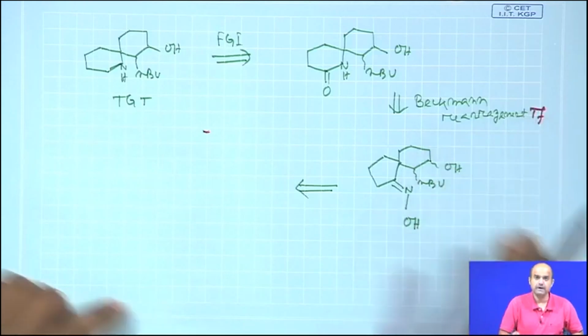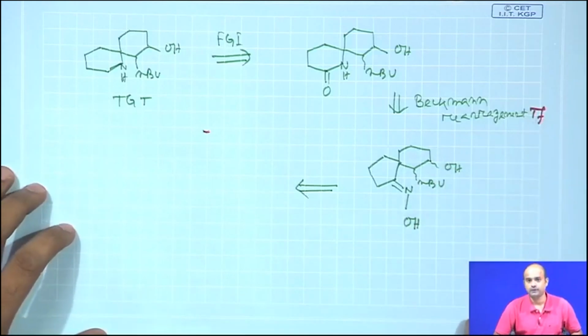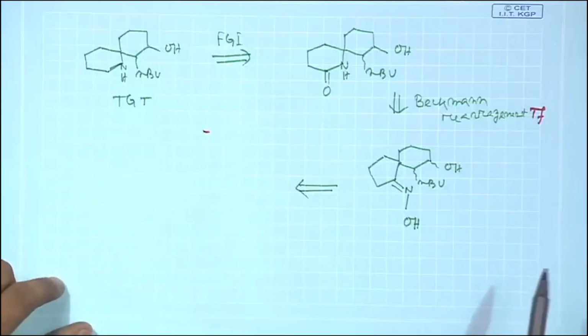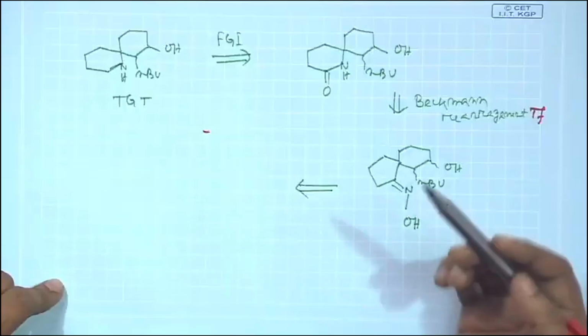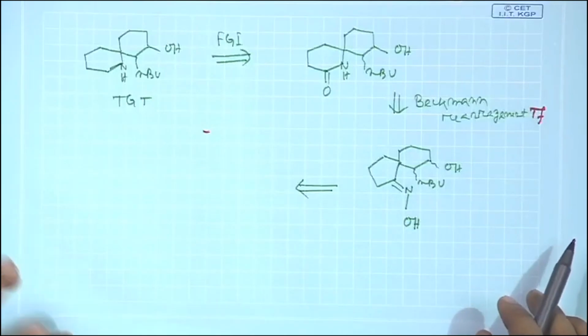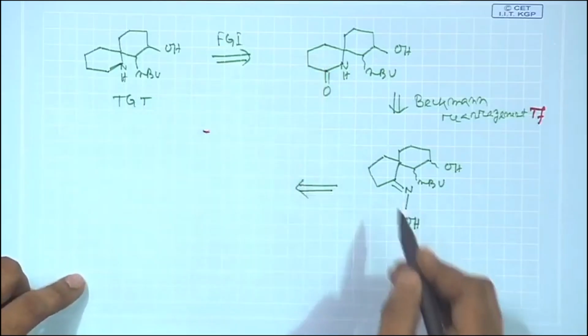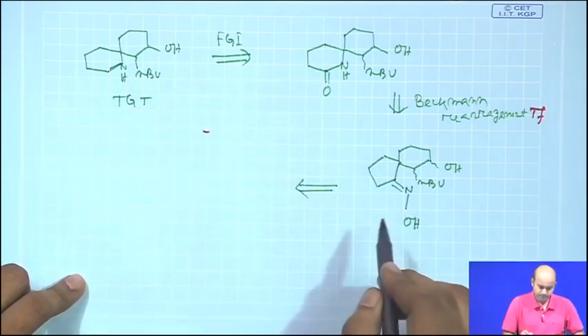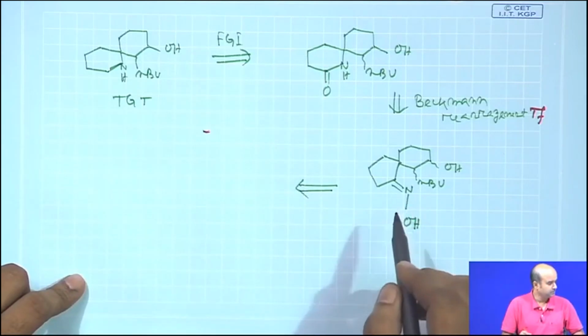transformation, and we said Beckmann rearrangement is basically a transformation where a cyclic hydroxylamine or cyclic oxime undergoes a ring expansion reaction to go to the higher ring. So, if you have a 5-member oxime, that will undergo a ring expansion to give you a 6-member amide, fine. So, now how can you make this oxime?